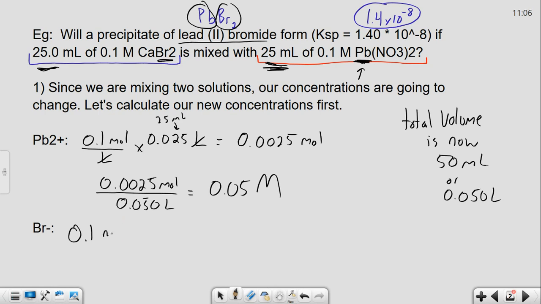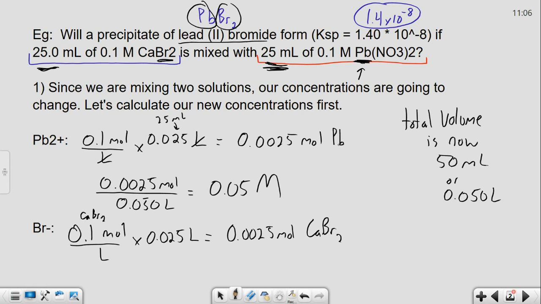So I had 0.1 moles per liter, and that is of calcium bromide, right? And it is 0.025 liters. So again, I have 0.0025 moles of calcium bromide. I should label this as well. This was lead nitrate. Now, the step I skipped was going from here to here. How do I change lead nitrate into just Pb2+?